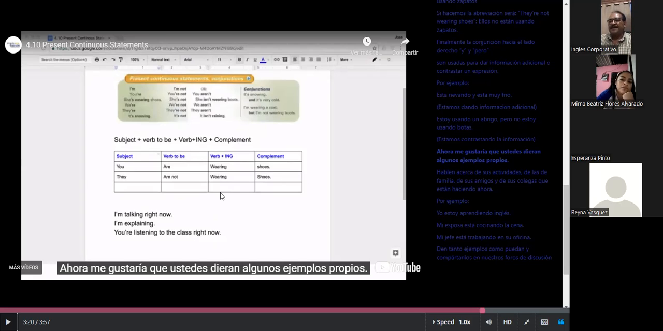Okay, estás comiendo tortilla. How do you say tortilla, teacher? Tortilla con queso. Tortilla is the same thing. Lo mismo, okay? You are eating tortilla with cheese. Tortilla con queso. Okay?